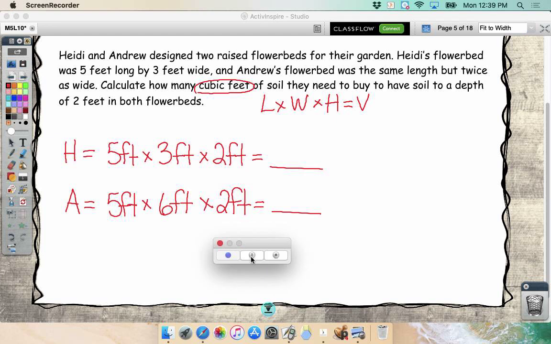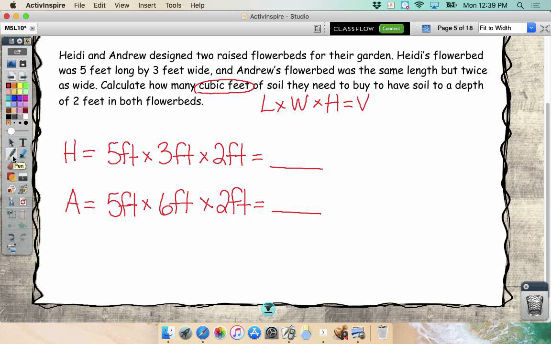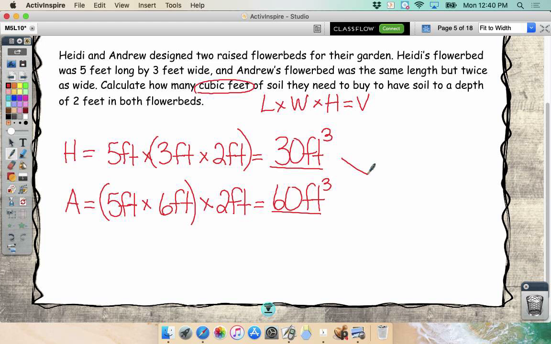All right, so on this first one, Heidi's bed, what did you multiply first? 5 times 3. You did 5 times 3 and doubled it, so what do you get? 30 cubic feet. Right, how many of you forgot your cubic? Imagine. Okay, and on this one, did you do 12 times 5 or 30 times 2? I did 30 times 2. I doubled it, 60 cubic feet. All right, and my total is 90 cubic feet. Okay. Any questions on how to do that?